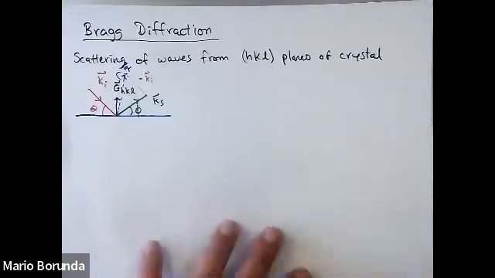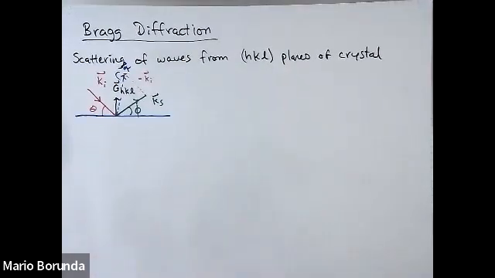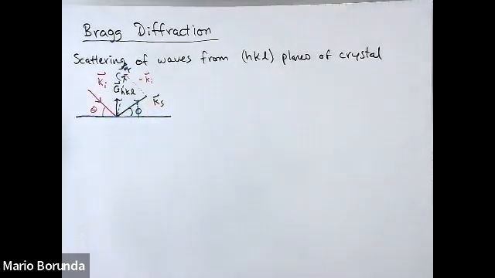All right. So we have radiation coming into the plane at an arbitrary angle, theta. And then it's scattered. It has a scattered wave that is coming out of the plane at some arbitrary angle, phi.